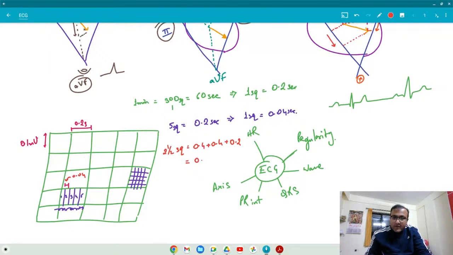Correct. 0.1. So why am I telling this? Because it will make your life very easy. Because the P wave, normal, I'm talking about, is 0.1 second. PR segment 0.1. Remember this. QRS 0.1.